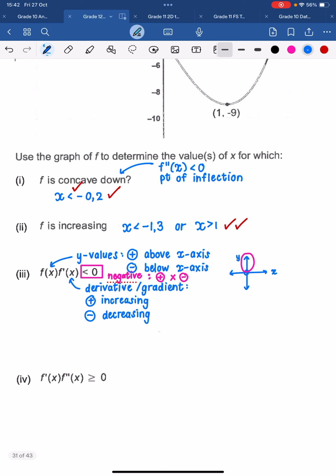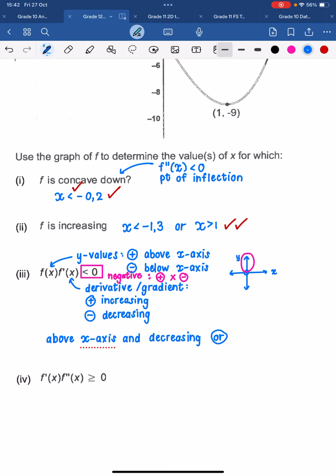We're going to look for a graph that is above the x-axis, because then f(x) is positive, and at the same time, that graph has to be decreasing, because that will be a negative derivative. If you have a positive y value multiplied by a negative derivative, that answer will be negative. Positive times negative is negative.